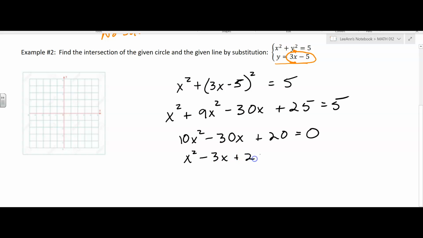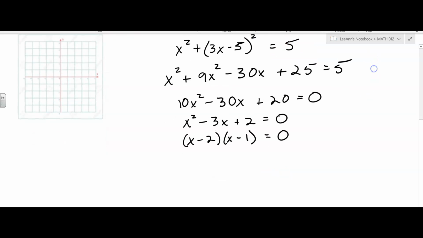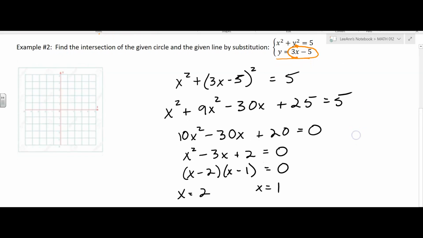This looks very similar to that other equation we worked with, right? So it factors into (x minus 2) times (x minus 1). And so we get values for x. x could be 2, or x could be 1. So it's looking like we're going to get two solutions here. Now we still have to find y. So we've got to use that equation. y is equal to 3x minus 5.